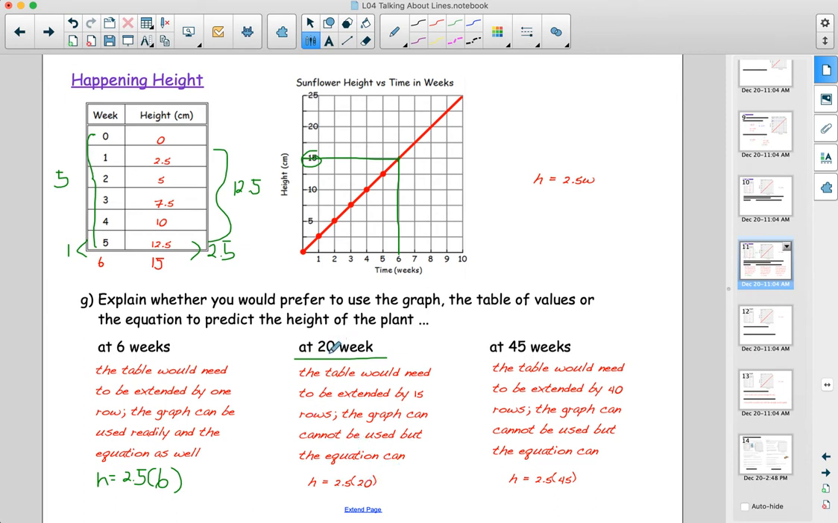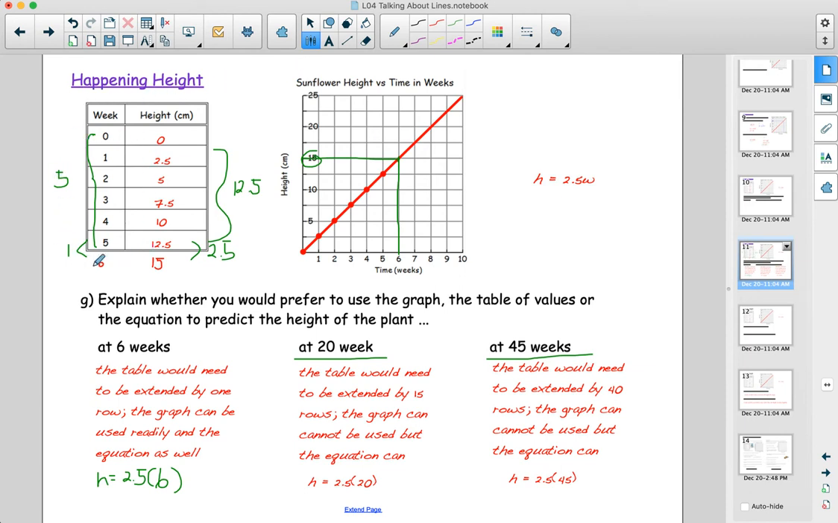So I think in this case, I would rather use the equation h equals 2.5 times 20. And when we come to 45 weeks, we are just exacerbating or making the problem a bit worse because now, obviously, I can't use the graph because I don't have enough horizontal space to extend this to 4.5 times its length. And there certainly is no vertical space to extend that by 4.5.